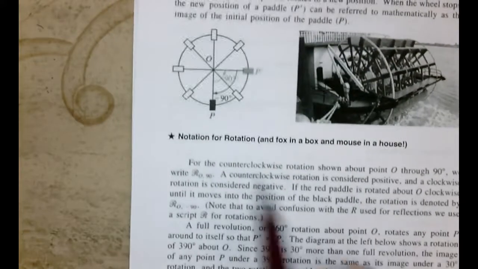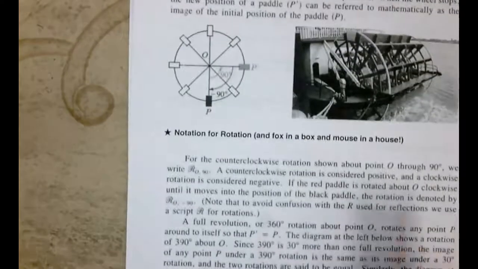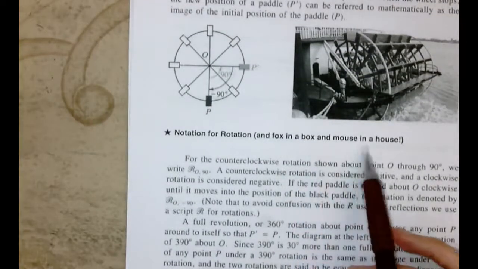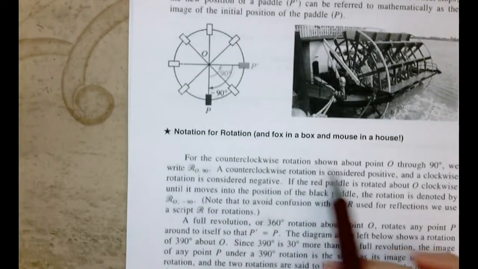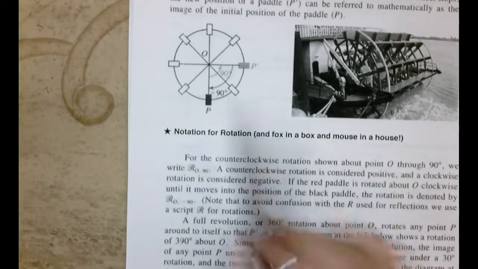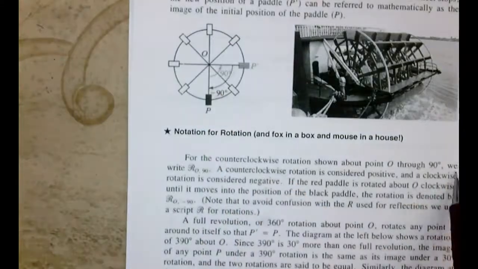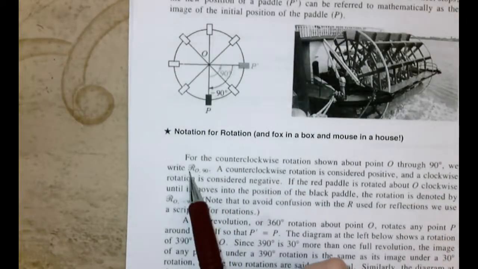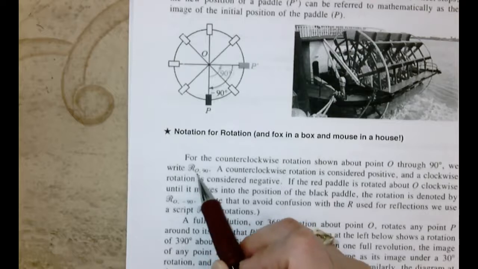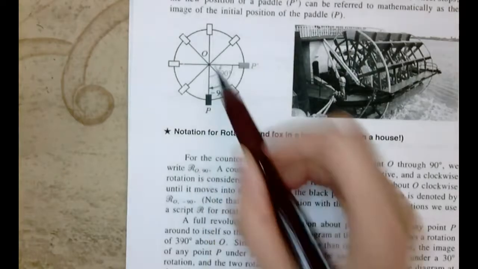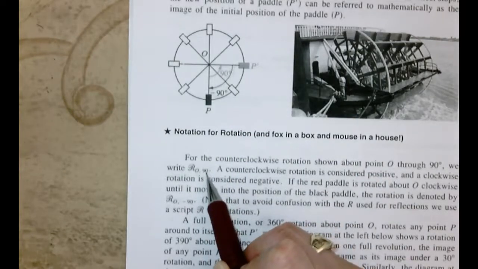Notation for rotation: a fox in the box and a mouse in the house. For the counterclockwise rotation shown about the point O through 90 degrees, we write R O 90. So this is rotation about the center, or point O, by positive 90 degrees.